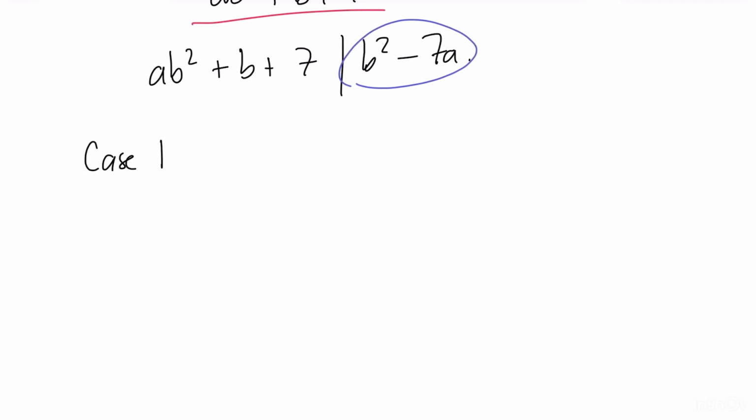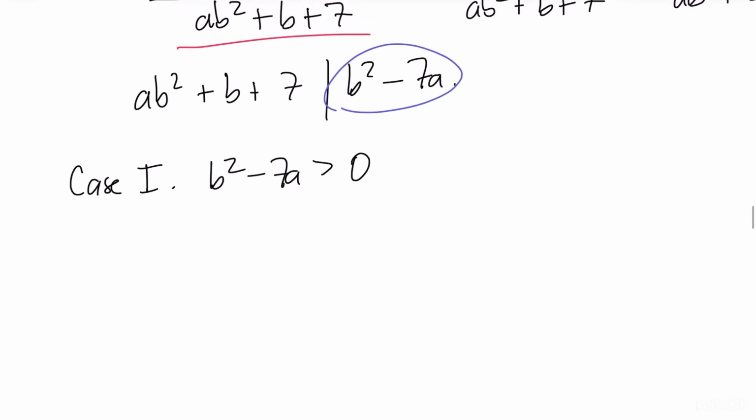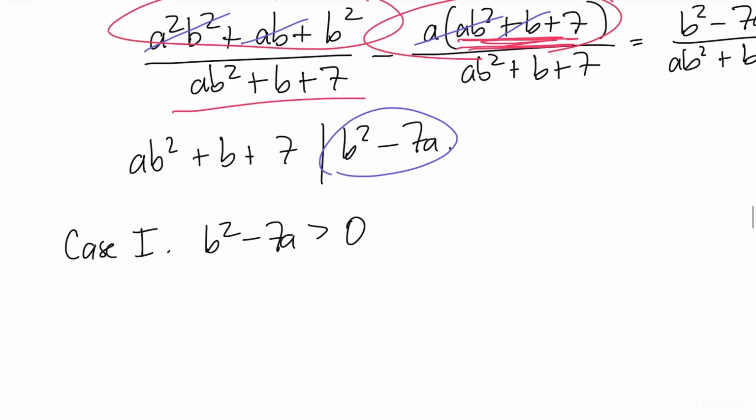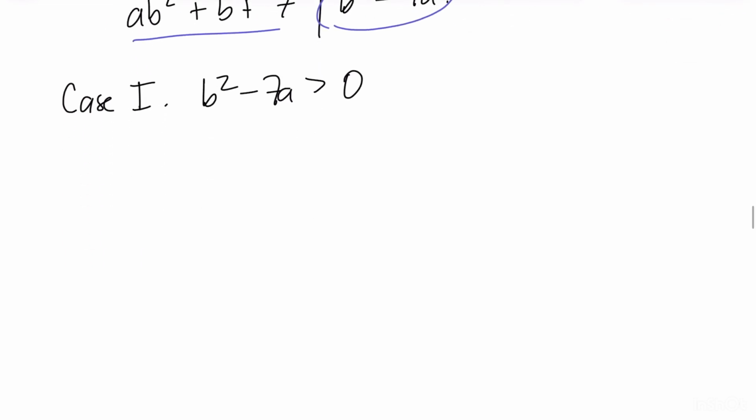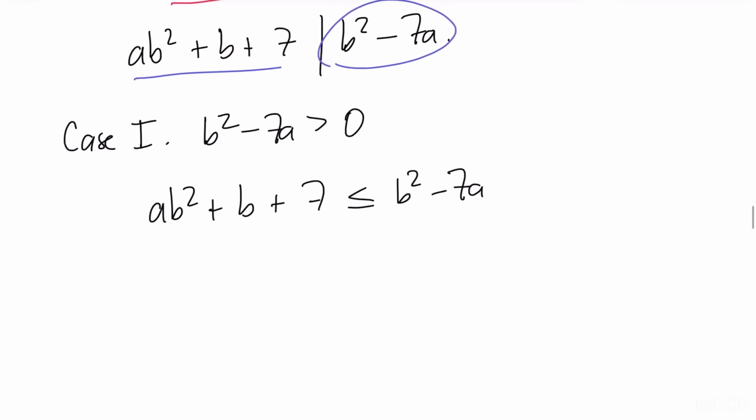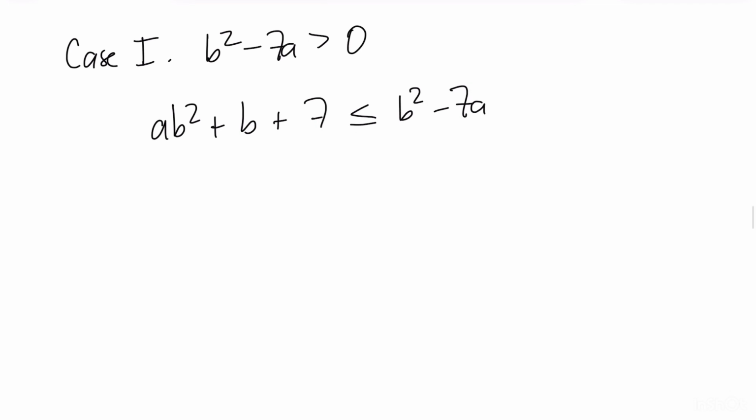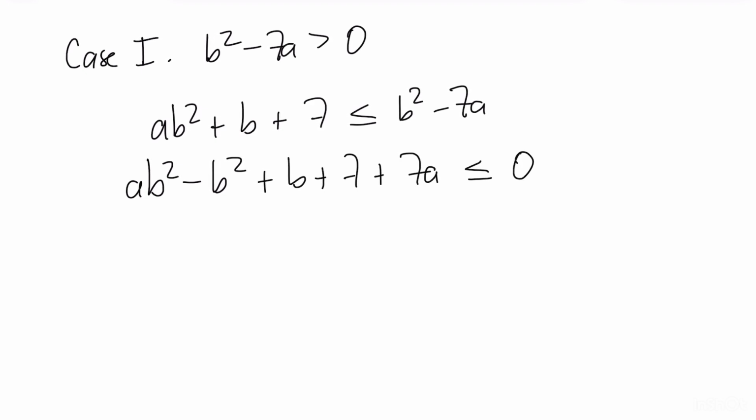So I'm going to write case number 1, where b squared minus 7a is greater than 0, so it's positive. Since ab squared plus b plus 7 divides b squared minus 7a, it must be less than or equal to b squared minus 7a, because in order for it to be a divisor, it must be less than or equal to the one that it's being divided into. So putting everything on the left hand side, we get ab squared minus b squared plus b plus 7 plus 7a, which is less than or equal to 0.